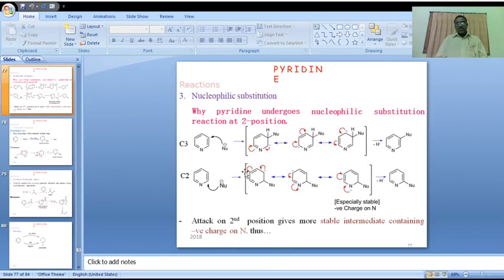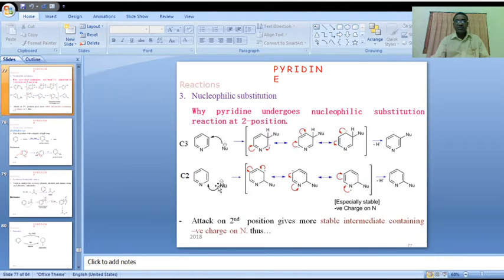In this pyridine, the low electron density at the second and fourth positions is responsible for nucleophilic substitution reactions. Just now I mentioned C4 is also possible. The C4 position and C2 position are low electron density positions on the cyclic pyridine ring. These two positions are low electron density because the negatively charged nucleophile automatically attacks these two positions.